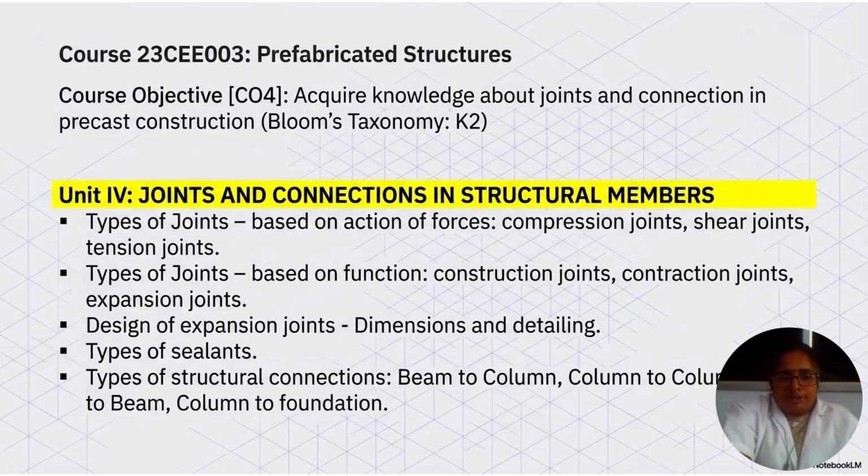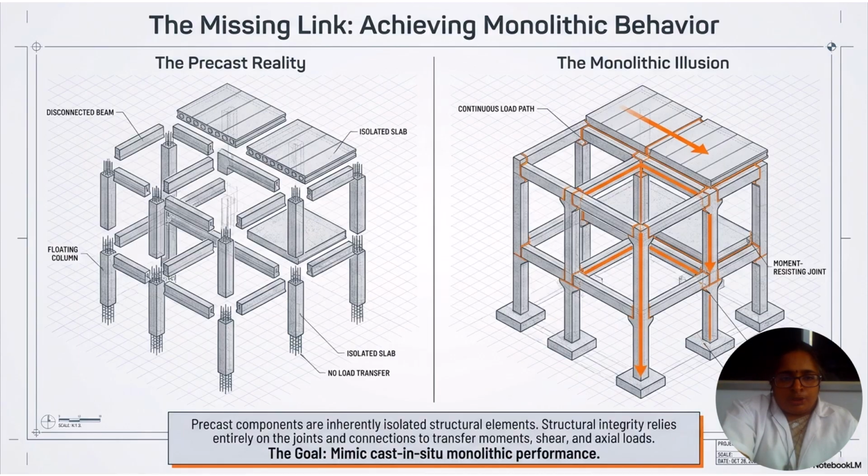And design of expansion joints, including its dimensions and detailing, and the types of sealants and types of structural connections, that is from beam to column, column to column, beam to beam, and column to foundation. So what is the precast reality is shown in the figure, and the monolithic illusion is shown in the figure.